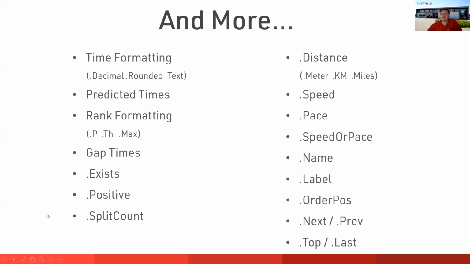Then we also have the split count. And the split count counts how many splits hold a time up until the split that you call. So if you call finish.split count, and you have a total number of 13 splits, then that number should be 13 for everyone who has a time in every single split. If a participant missed 2 splits, for example, then finish.split count would return 11.